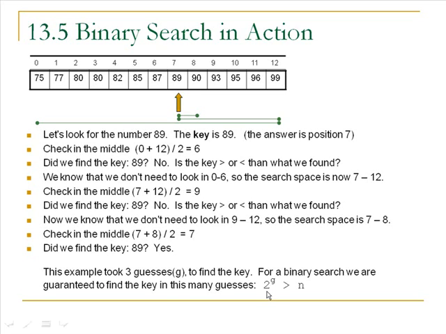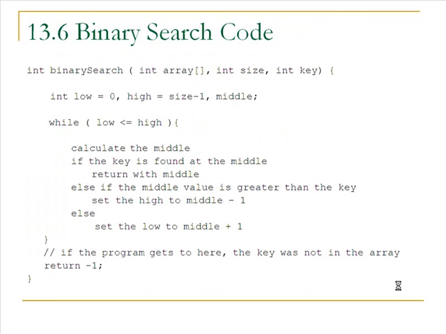And using a binary search, 2 to the power of g is greater than n. I think it's 31. 31 guesses or a billion guesses. Now the difference between a linear search and a binary search starts becoming very significant, even on fast computers.